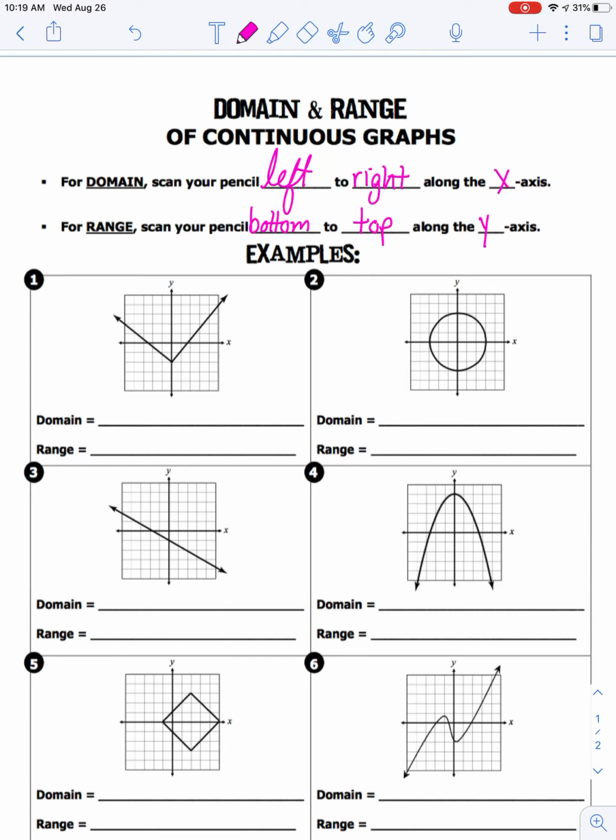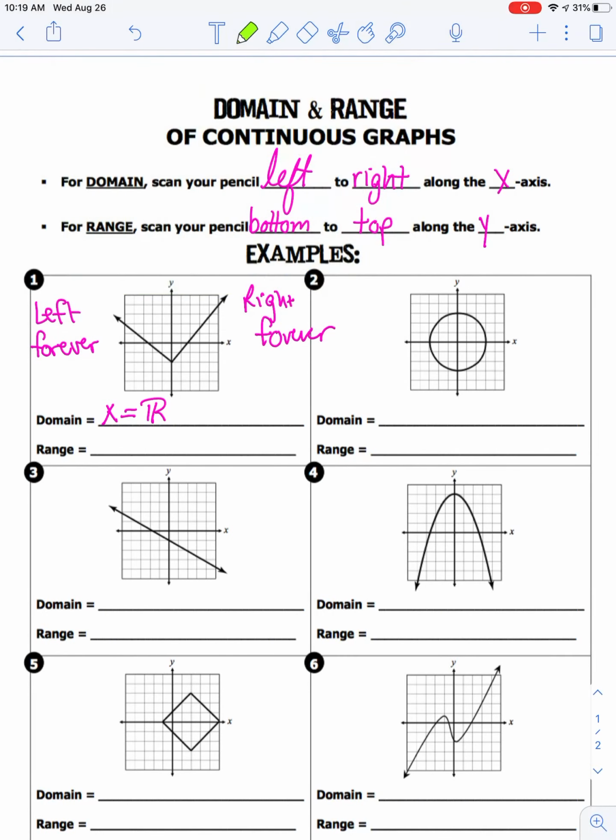So number 1, can you see how it goes left forever? And see how it goes right forever? That means your domain is all real numbers. So you just write x equals all real numbers. And that weird looking R thing means all real numbers. I know, so much from Algebra 1 to remember, isn't there?